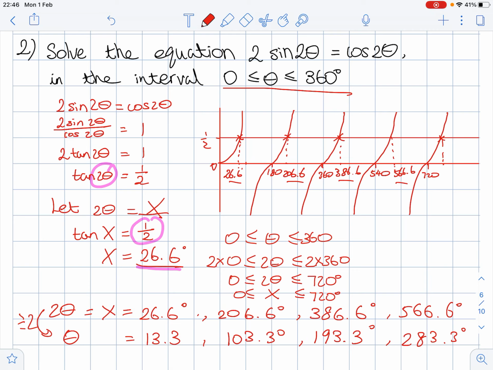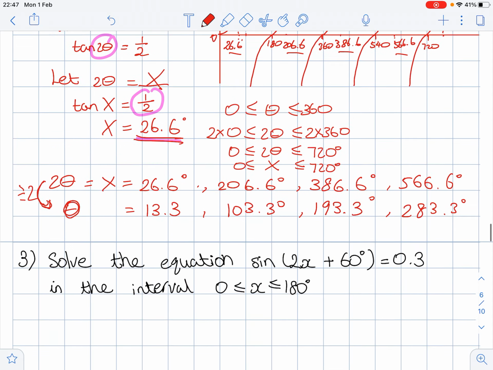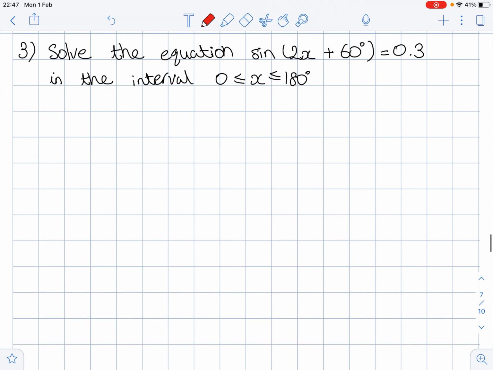So remember, step 1, always find your principal values. Then sketch your graph, find your key points. Then remember to half to find your theta. So let's look at one more example. So this time we have the equation sin(2x + 60) equals 0.3. And we are interested in 0 to 180.